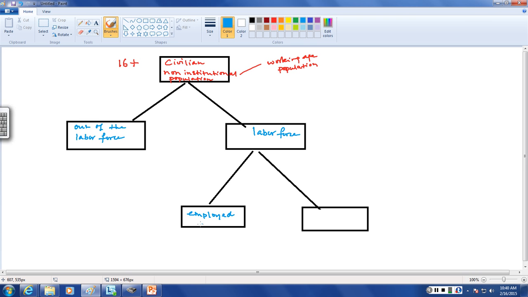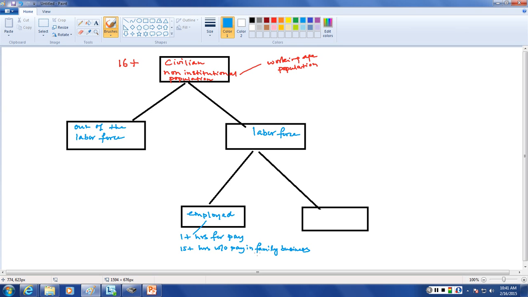So who is considered to be employed? 1 plus hours for pay, 15 plus hours without pay in family business. That's the US government's criteria. Other countries would have different criteria, but this is how the US Bureau of Labor Statistics works.